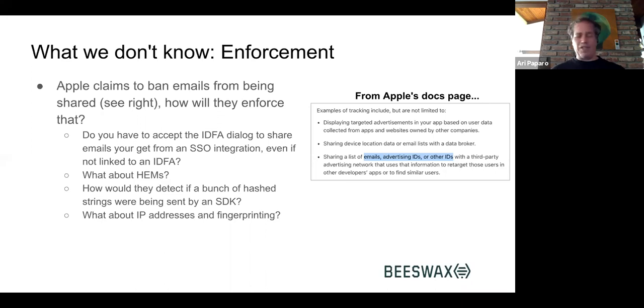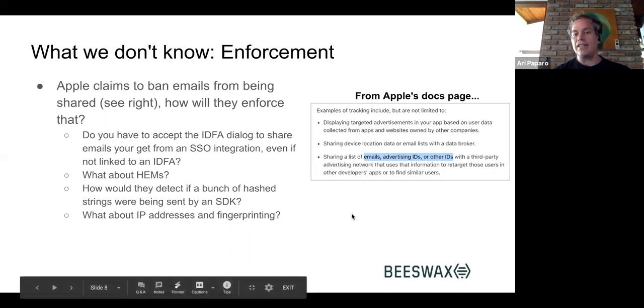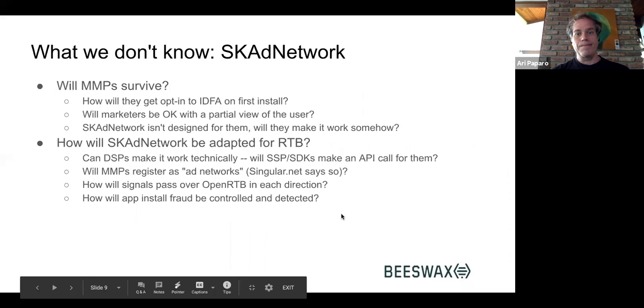I don't know if Apple really even knows what RTB is, to be totally frank, based on the SKAdNetwork protocol. And then what about IP addresses and fingerprinting? I would assume Apple would be unhappy about using IP addresses or fingerprinting to identify users, but it's not in their policies, and it's very unclear what would happen if an SDK started passing that data. So unknown is a big unknown.